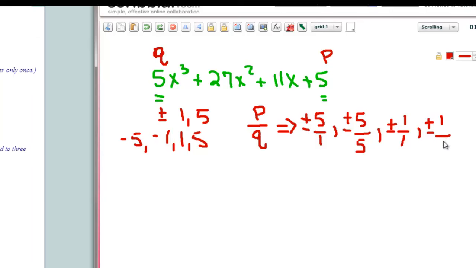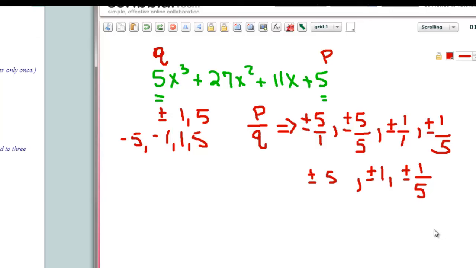As we simplify this, some of the possibilities are going to end up being the same. So the first one is just plus or minus 5. The middle two end up being plus or minus 1, so we really don't have to write it more than once. And the last one is plus or minus 1 over 5. Those are simply the possibilities.